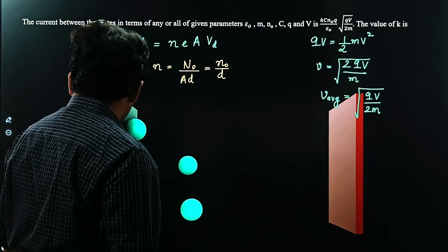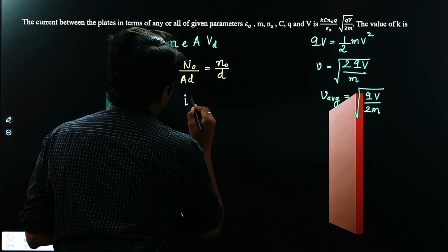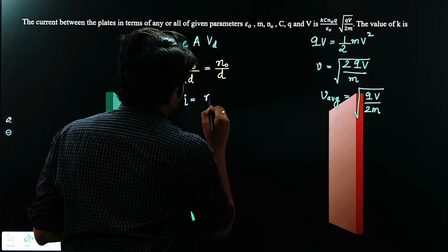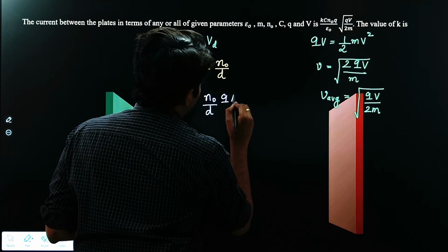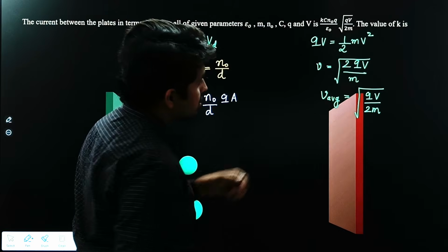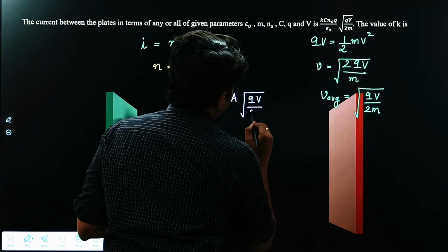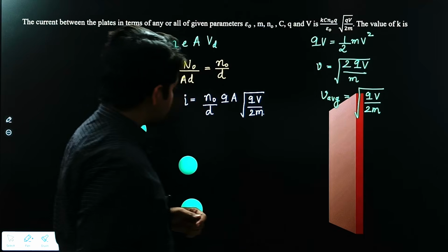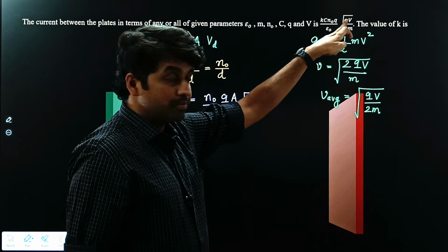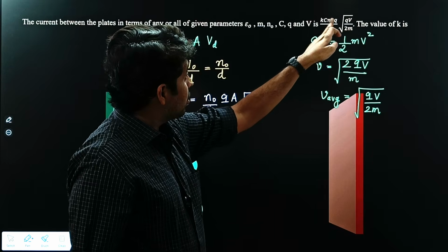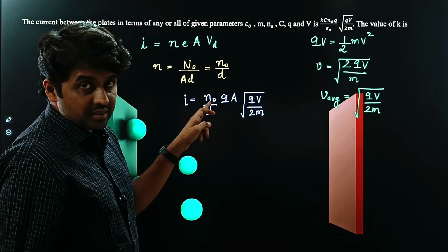Okay. So we'll get I equal to, n is nothing but N naught by d, times q into area, times the drift speed, which is under root qV by 2m. Now here you see we have qV by 2m and here we have N naught q by epsilon naught. So basically he has given the capacitance as C.